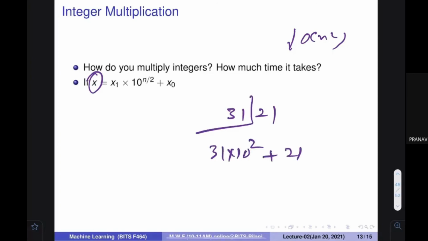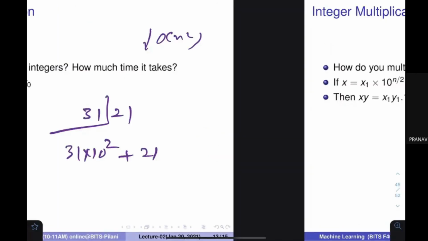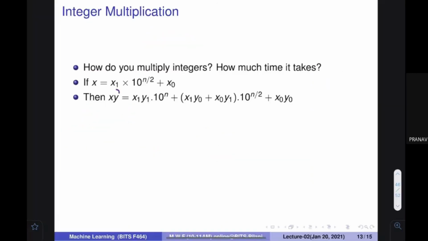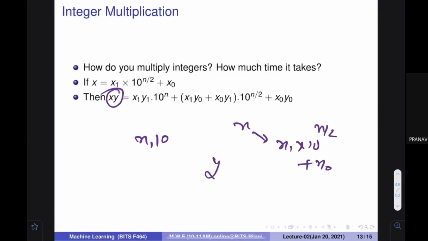Every number you can divide into 2 parts, where a number of n digits is split using 10 to the power n by 2, and x by 2, where n signifies the input size. So if you want to find the multiplication of two numbers, any number can be written as x1 into 10 to the power n by 2 plus x0. Another number y can be written the same way, y1 into 10 to the power n by 2 plus y0.